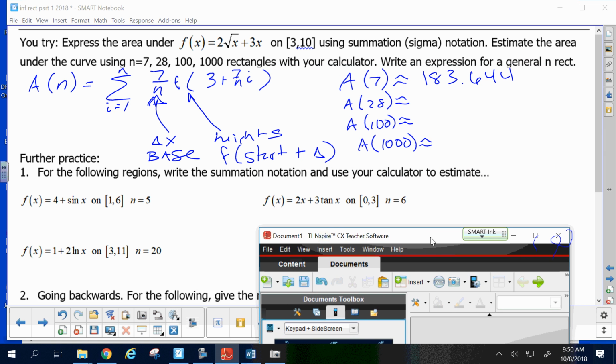i starts at 1. Remember, i does not signify the starting region. i is how many rectangles you've gone over, and you always go one over. If we're using right rectangles, we always start at one rectangle over, two rectangles over. So i is the rectangle count. It's not the starting x value.